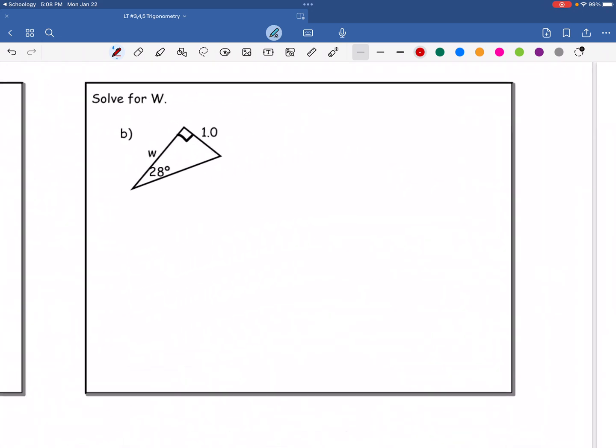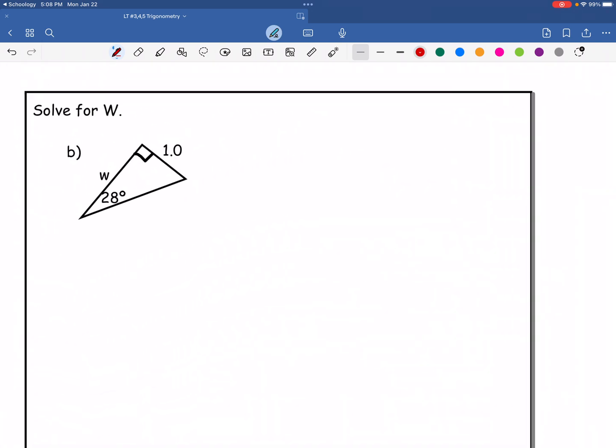Let's go here. We're going to stand at the angle that we're given, which is the 28. We're going to label the side that we're given, which is the opposite side, and label the side that we want to find, which is the adjacent side. What trig function uses opposite and adjacent? Tangent. Tangent of the angle equals the ratio of sides. And tangent is TOA, which is opposite over adjacent, which is 1 over W.